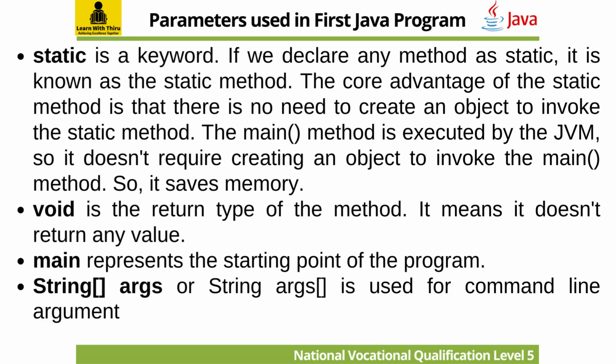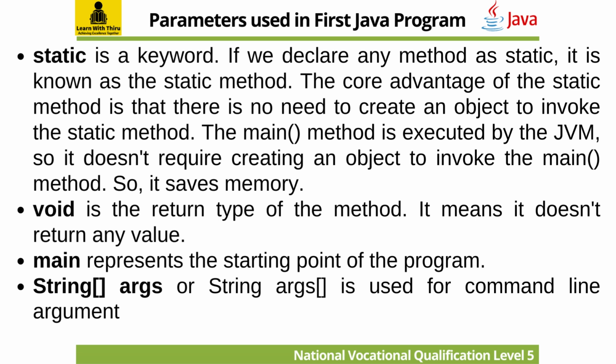Parameters used in first Java program. Static is a keyword. If we declare any method as static, it is known as the static method. The core advantage of the static method is that there is no need to create an object to invoke the static method. The main method is executed by the JVM, so it doesn't require creating an object to invoke the main method. So, it saves memory.